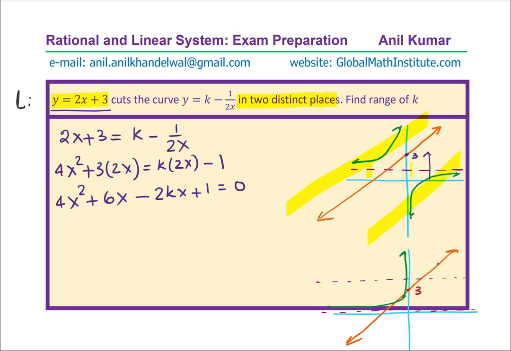Now in this quadratic equation, we are looking for b squared minus 4ac, right? So if I take x common, I could write this equation as 4x squared plus x is common, right? So in that case, we have 6x, 6 minus 2k, and taking x as common here, plus 1 equals 0. Now in this quadratic equation, we are talking about two distinct roots, right?